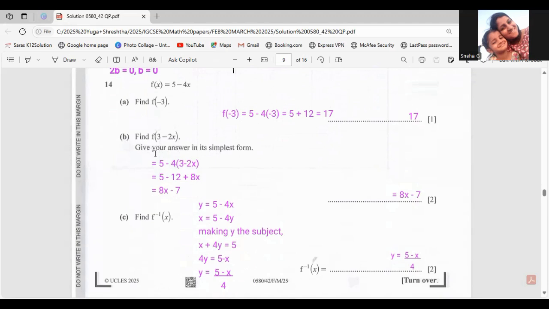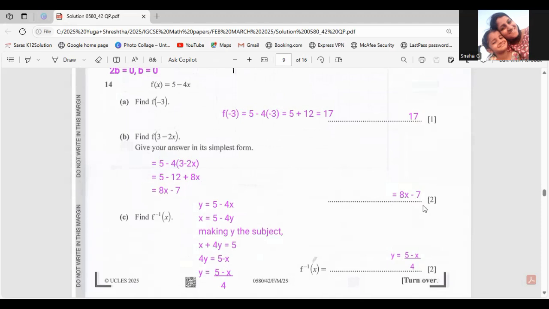Second, you have to find f of 3 minus 2x. What you will do here is in place of x, you will substitute 3 minus 2x. So it is 5 minus 4 times (3 minus 2x). Multiply the brackets and simplify. So it is 5 minus 12 plus 8x. Final answer is 8x minus 7.